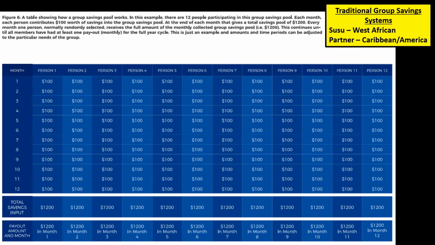Next month, person 3 will get the $1,200, and so on and so on. And that's how a susu works. Okay, so this is without any interest or anything like that. You just get what you put in. If you're first, you get your money first, and if you're last, you get your money last.